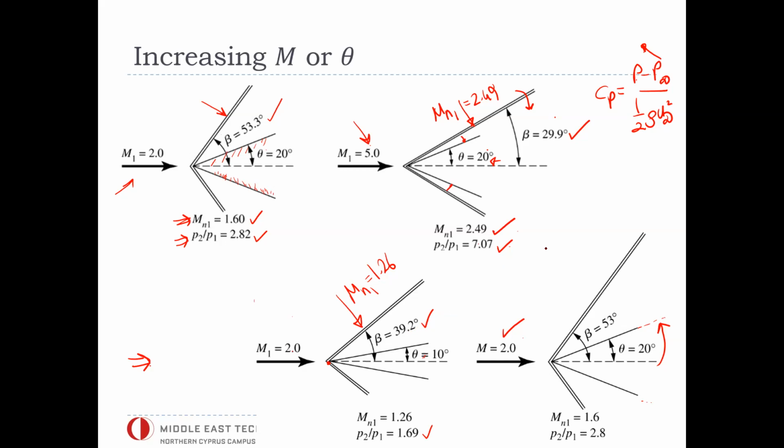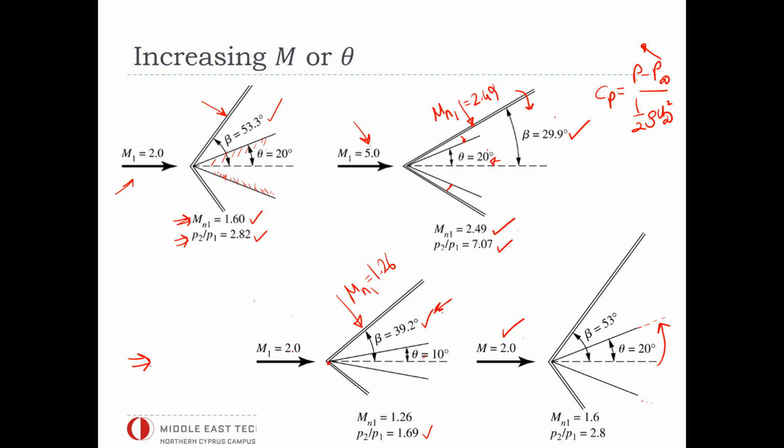Okay, and also if we take a look here, although the beta angle is higher, in this case it becomes a little bit stronger shock wave than the first case, because of the static pressure rise. First of all, I need to maybe clear this up. When we talk about a strong shock wave or a weak shock wave, we refer basically to the static pressure rise.